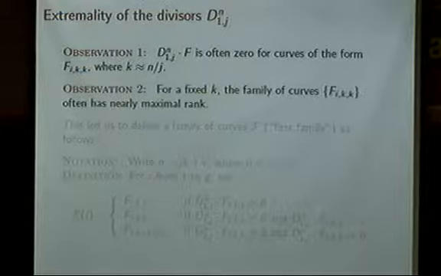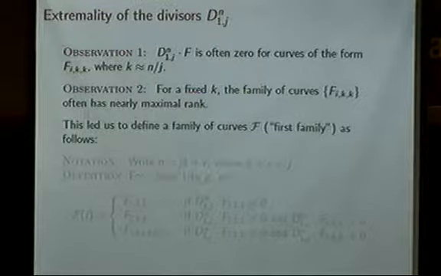The second observation is that if you fix an integer k, the family of curves of the form f I k k often has nearly maximal rank. I don't want to say they're always independent, but they generally have very high rank. As examples, when k equals 1, that gives us a basis of the symmetric F curves. When k equals 2, they're independent. When k equals 3, I think there might be one relation, but still you get a family of high rank.